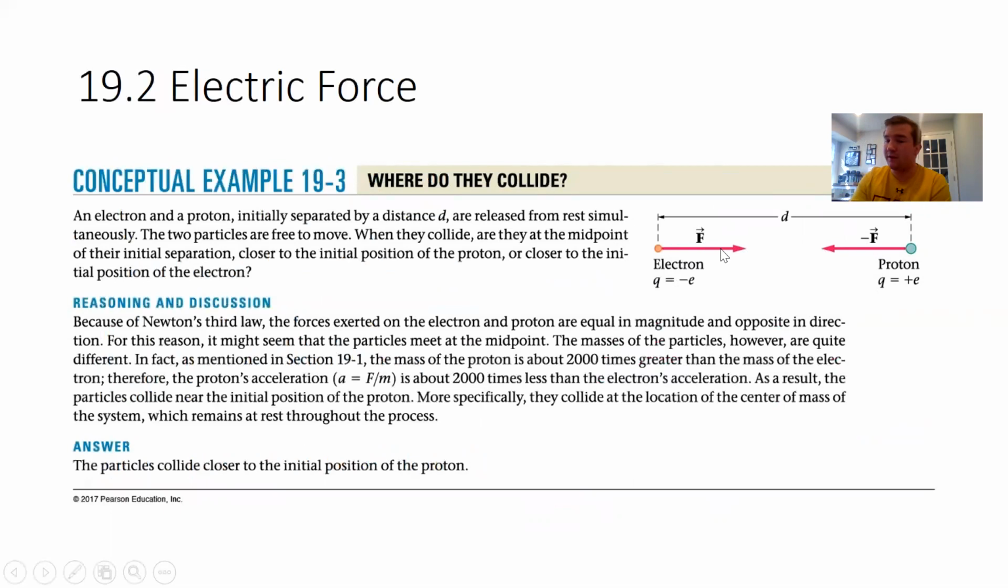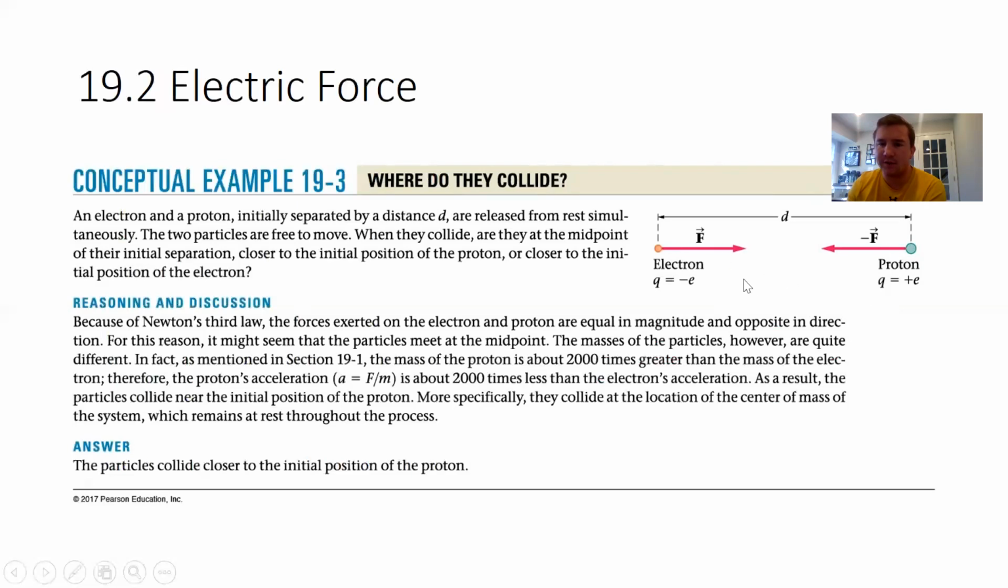And when we look at this, the first thing we should do is compare the forces. How do the forces on these two compare? Well, Coulomb's law says F equals K times Q1 times Q2 divided by their distance squared. Q1 will be negative e, which we make an absolute value, so just e. Q2 is positive e, which is just e. So e times e divided by d squared. The force on both of them is going to be the same.